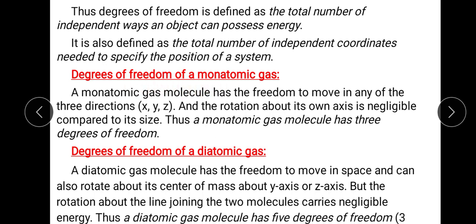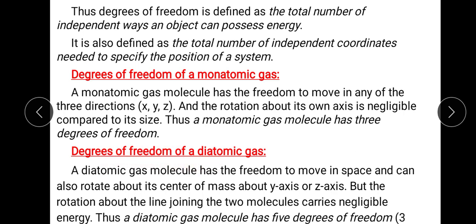Now, for a monoatomic gas, meaning a molecule of a gas having only one atom, for example argon, neon, etc., that molecule can have a translational motion in all directions. They can move in the x-axis, y-axis or z-axis. Therefore, it possesses 3 degrees of freedom due to translation. The molecule does have a rotation, but that rotation is negligible because its size is very small. Therefore, a monoatomic gas possesses only 3 degrees of freedom, due to translation.